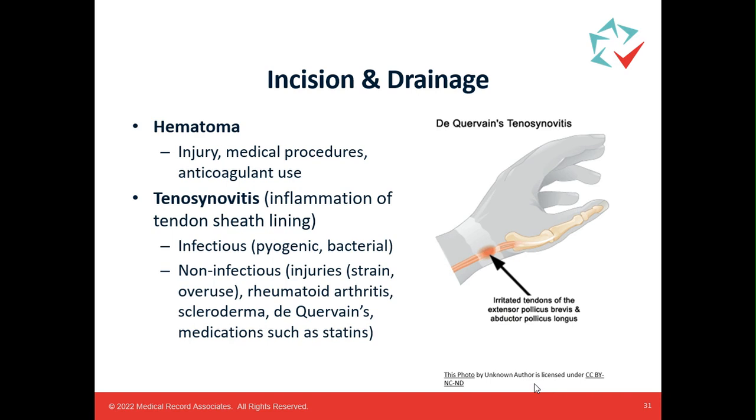I&D can also treat tenosynovitis, which is inflammation of the tendon sheath lining. Tenosynovitis can be infectious or non-infectious. For our infectious, we're talking about things such as pyogenic or bacterial. Non-infectious tenosynovitis can occur from strain injuries, maybe overuse injuries. Our patients that have rheumatoid arthritis may have an increased incidence of this. Also, patients that have things like scleroderma, de Quervain's, medication use such as statins, all kind of contribute to the probability of that occurring.